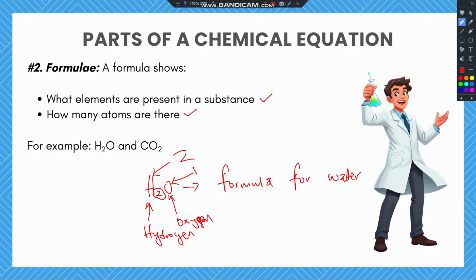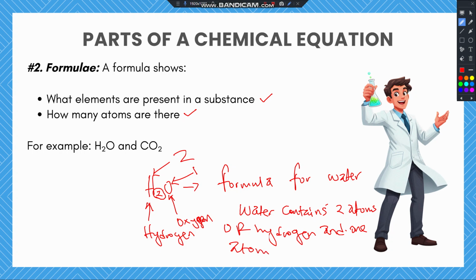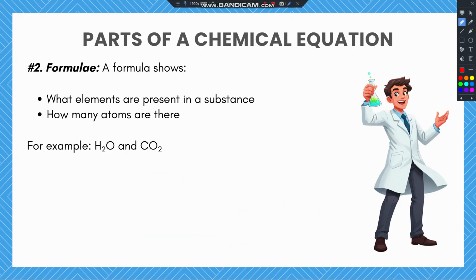So the formula for water tells us that water contains two atoms of hydrogen and one atom of oxygen. Basically, this is what a chemical formula tells us.